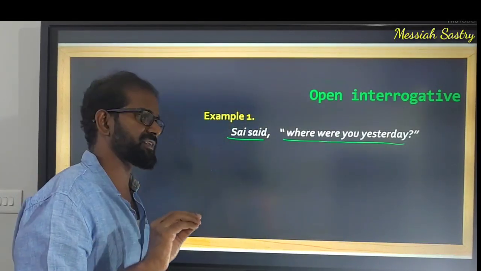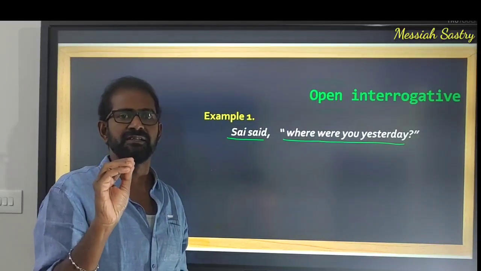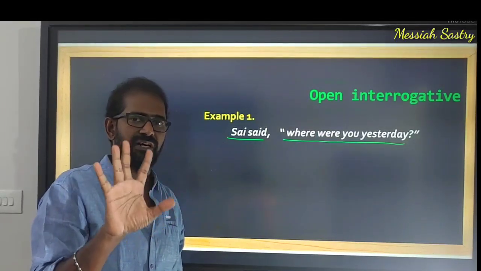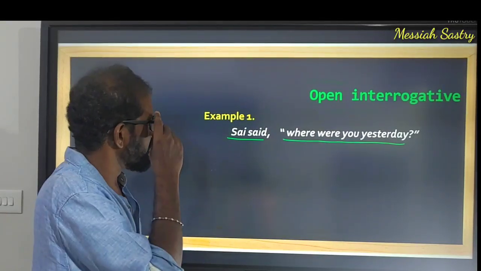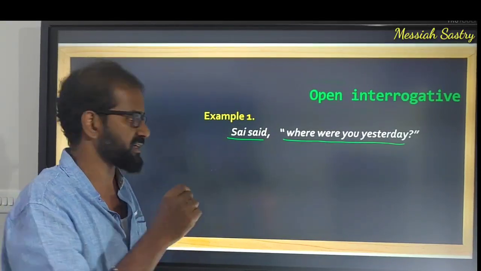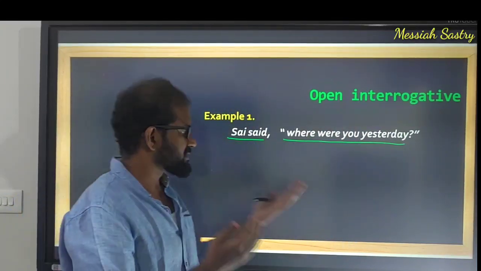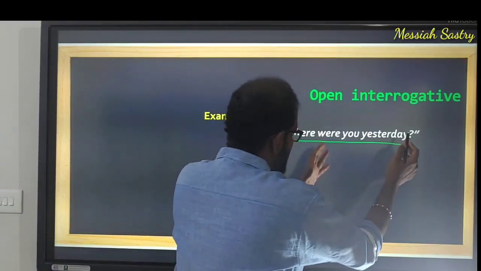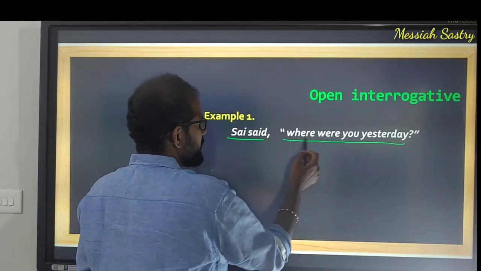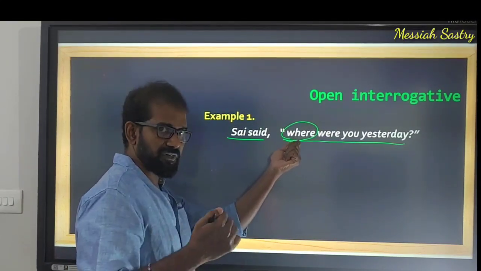While changing from direct to indirect, what is the most important thing? Reported clause. What is the reported clause? The words which are in inverted commas, the sentence which is in inverted commas. Now what is the sentence here in inverted commas? Where were you yesterday? Now, where were you yesterday is what kind of sentence? Where is a question word.